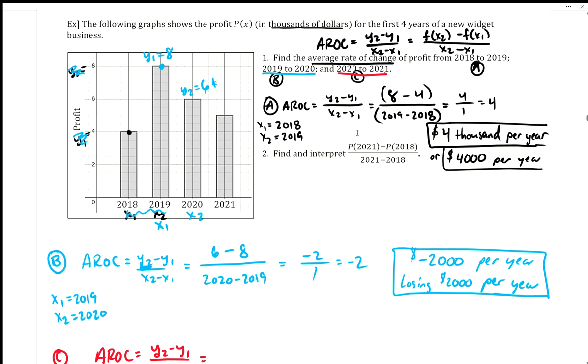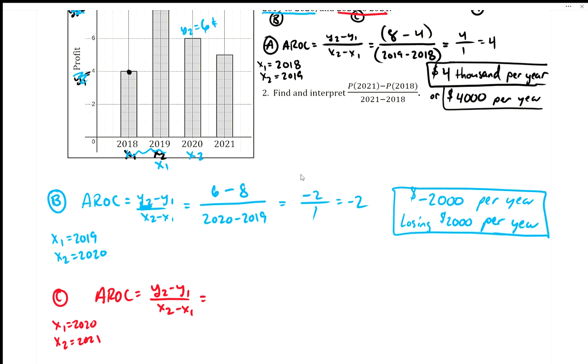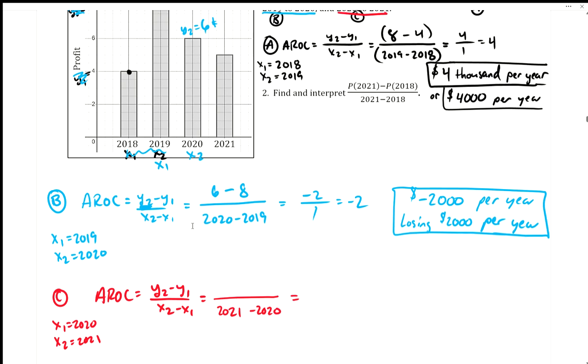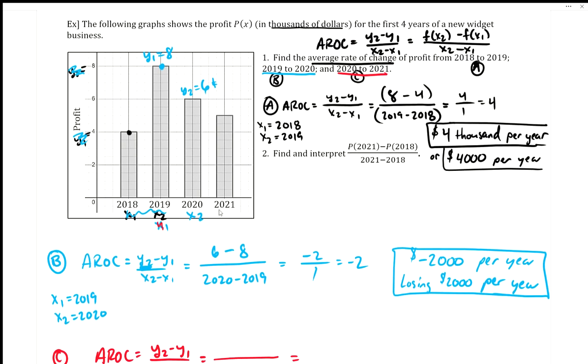Okay, so that same information in the red. And then I'm just going to put the x values in right away. 2021 minus 2020. And then our y values. Okay, so kind of like before, I'm going to mark these. This is now the x1, this is now the x2. Let me highlight this and say, well, this is y1. y1 is 6. And then y2 looks like it is in between 4 and 6, 5. Okay, so it looks like it's right there on the y-axis.